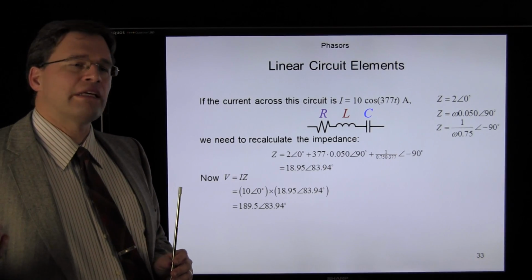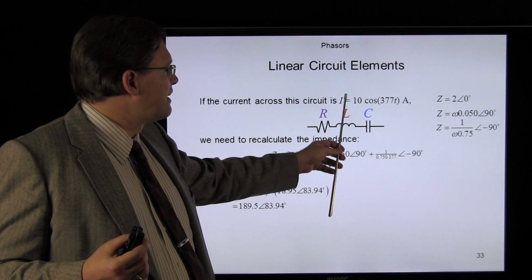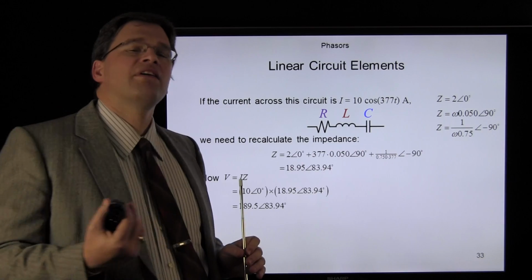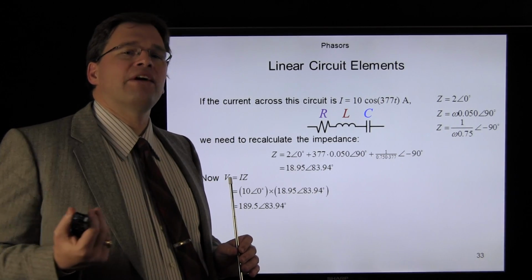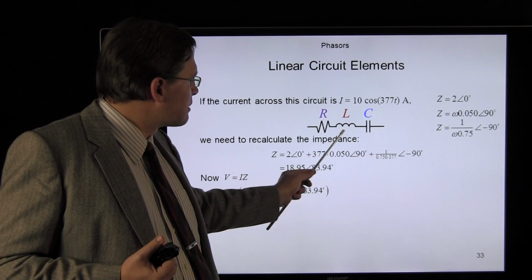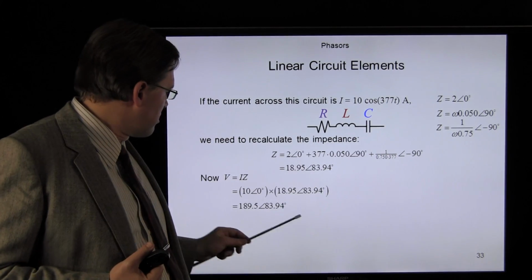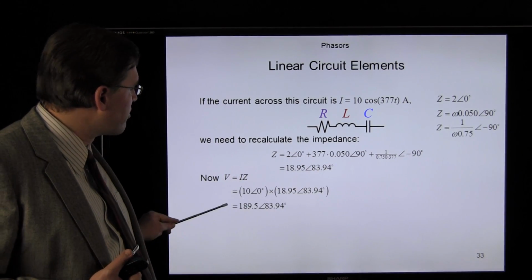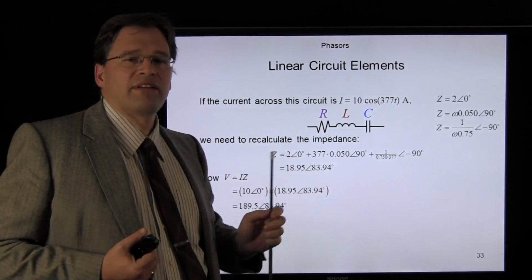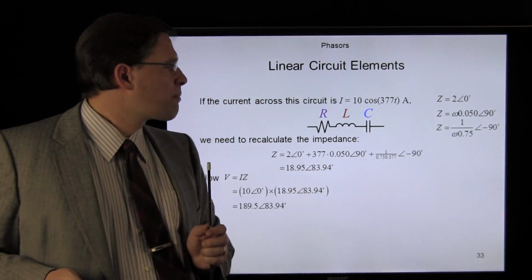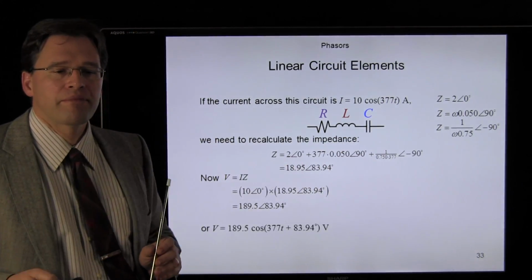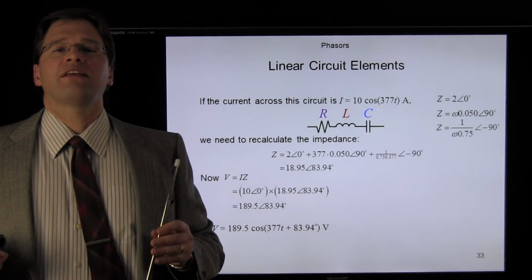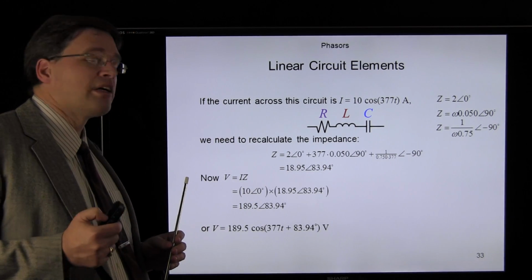With a higher frequency, the inductor is impeding that very quickly alternating current, and therefore this is producing the significant effect, as you can see here, phase 90. So this is positive, this is the dominant effect of this circuit with such a high frequency. So therefore the voltage peaks at 189.5 and it has a lead of 83.94 degrees.